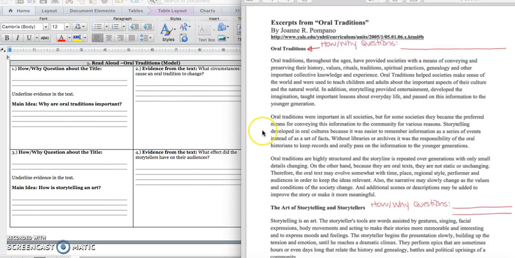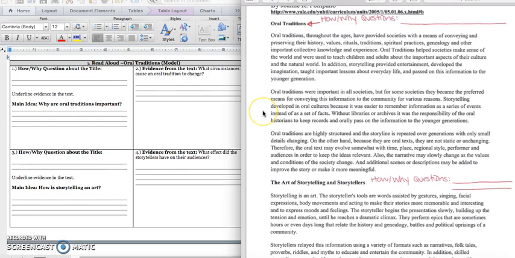Let's keep reading. Oral traditions were important in all societies, but for some societies they became the preferred means of conveying this information to the community for various reasons. And I would underline that part that says it's the preferred means for conveying information. So in some communities, they didn't have history books. They didn't have movies or films about their culture or songs like we might have today. Instead, they had oral traditions where they would all sit around and listen to one tell stories about the culture.